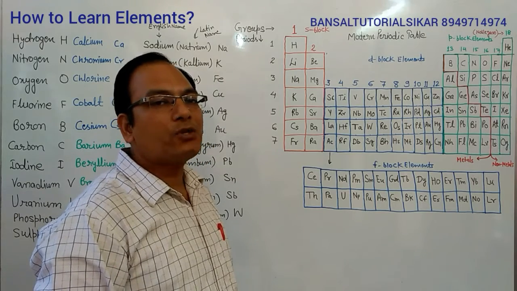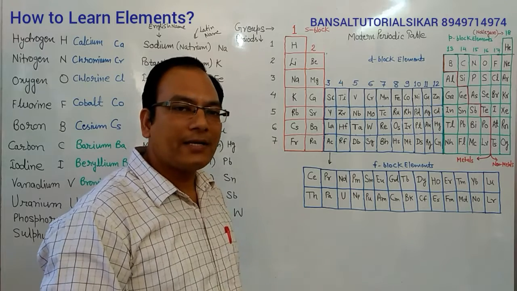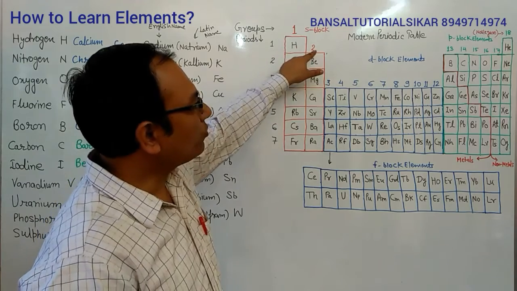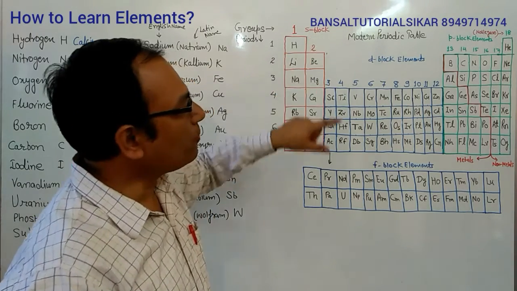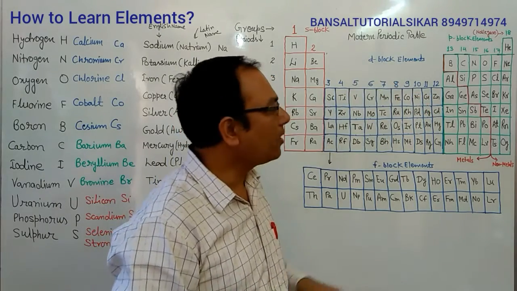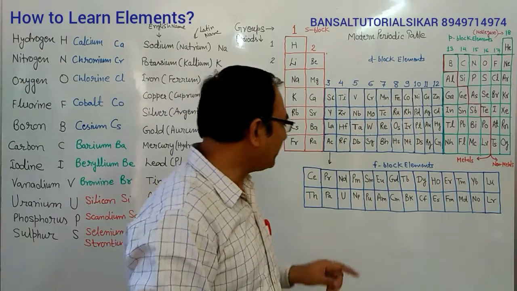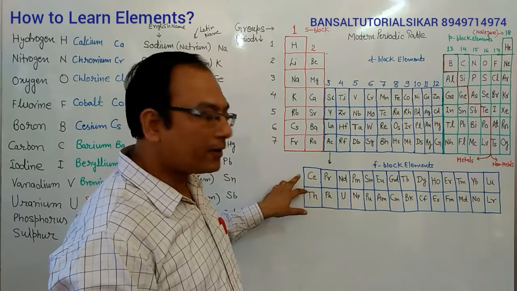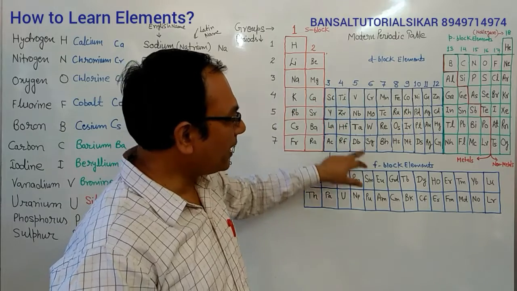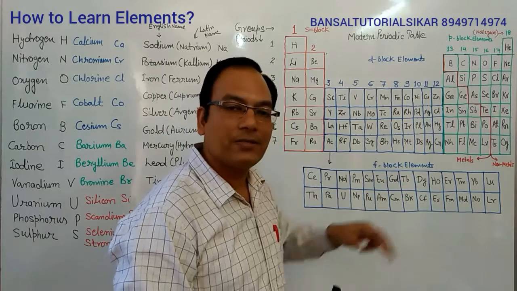These elements are also divided into 4 blocks on the basis of which orbital the last electron enters. Group number 1 and 2 belong to the S block. Group number 3 to 12 belong to the D block elements. Group number 13 to 18 are known as P block elements, and there are two series of 14 elements which belong to group number 3, but they are separate from the main body of the periodic table and are known as F block elements.